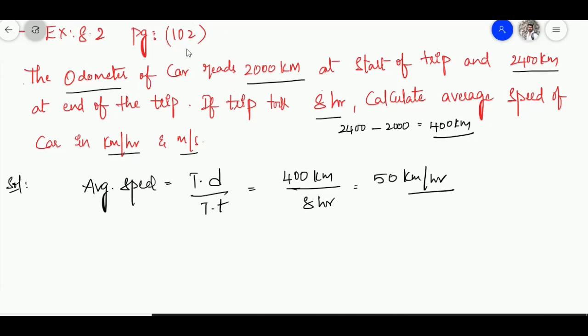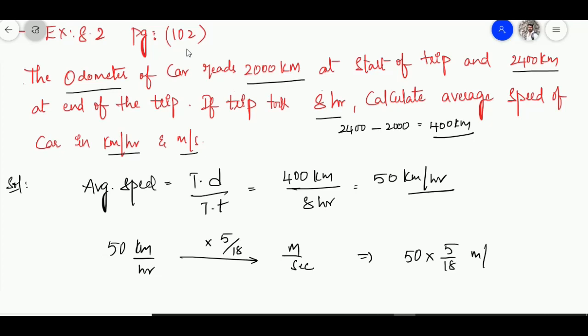Now convert this into meter per second. That's what it asked. So 50 kilometers per hour, I have to convert into meter per second. What do I have to do? Simply I have to multiply by 5 by 18. So it becomes 50 into 5 by 18 meter per second. Just calculate and you will get 13.9 meter per second. Done with the second.